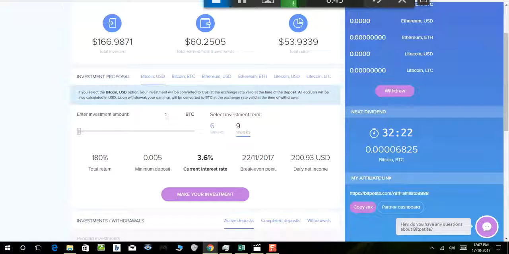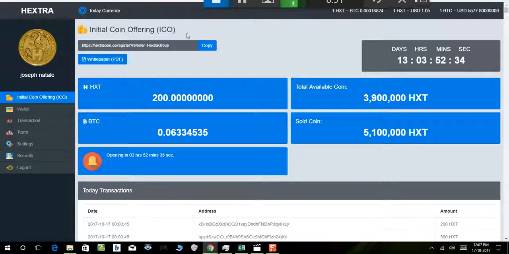Now, I want to talk to you about two ICOs that I'm involved in right now that you can also get involved in. Hextra. What is Hextra? Well, Hextra is the third coin that's following BitConnect and Regal Coin's model. It's got the lending platform, it's got this, it's got that. Right now, they are at $1.05 a piece.